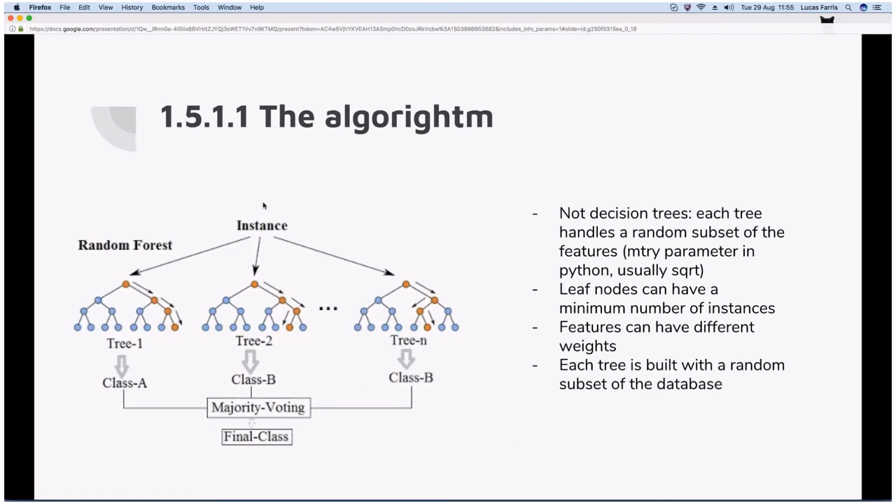Quickly, let's talk about the algorithm. You create a lot of trees, let's say 500. For each tree, you have a subset of the features, and you randomly pick this subset. It is very common to use the square root of the number of features. For example, if you have 9, you randomly choose 3 for each tree. If you ever used Python, this is the mtry parameter, very important. It is also very common in these algorithms to have a minimum number of elements a node can have. And you can also have weights. A lot of random forest implementations let you put weights on different features. And each tree is going to be trained with a random subset of the data.